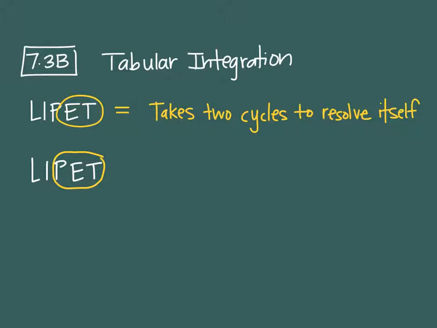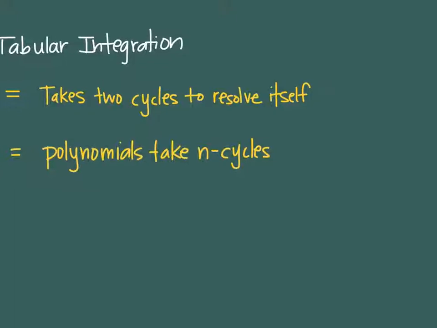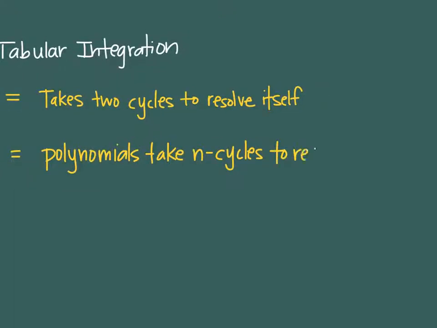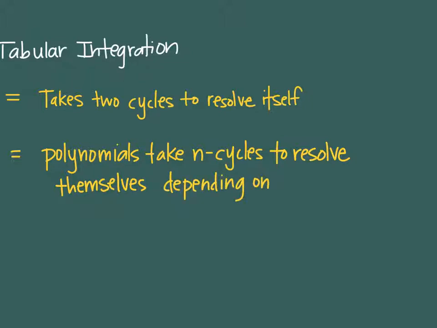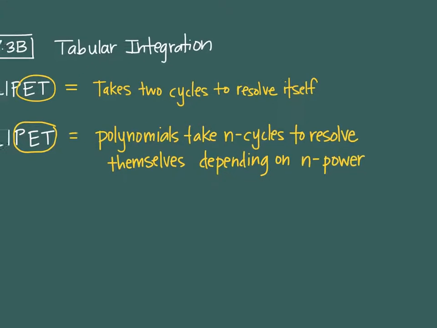So if it was a polynomial with something else, a P and an E or a P and a T, it was a polynomial situation. So polynomials take n cycles to resolve themselves in integration by parts, depending on the n power. If the power is 2, it takes 2 cycles. If the power is 5, it would take 5 cycles.